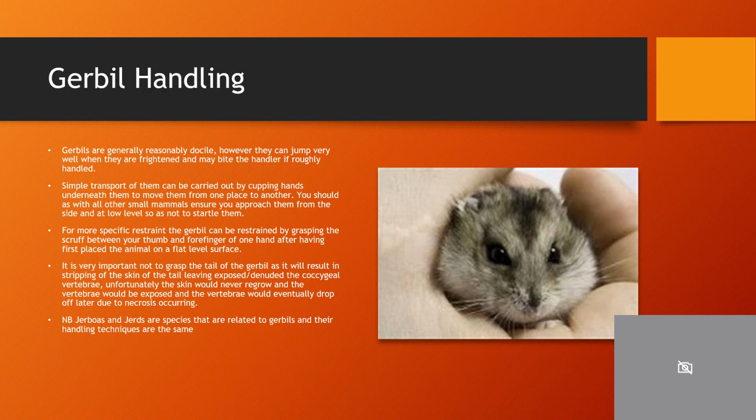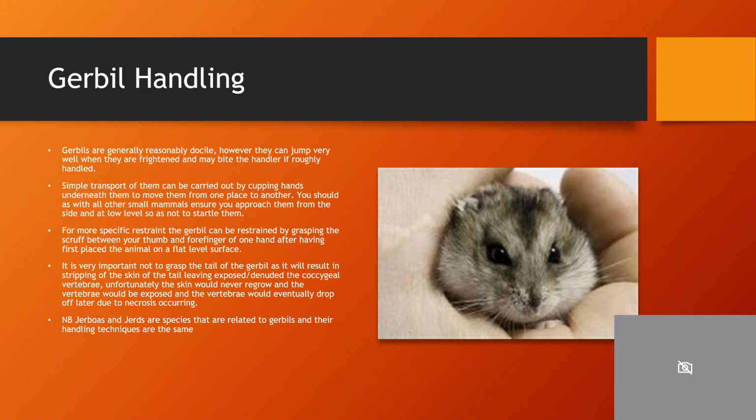Gerbil handling. They're generally reasonably docile, however they can jump very well when they're frightened and may bite the handler if roughly handled. Simple transport will be carried out by cupping hands underneath them to move them from one place to another. You should, as with all of the small mammals, ensure you approach them from the side and at a low level so as not to startle them.